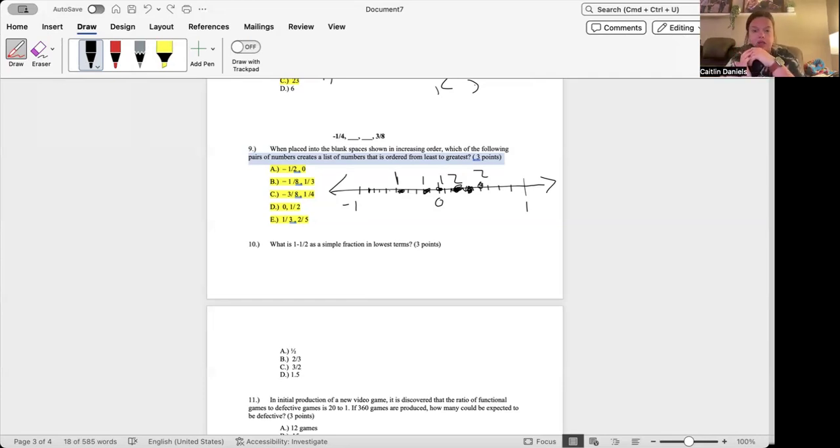Now, unless she's saying which one is the lowest to the highest, maybe that's what she means. If that's the case, then it would definitely be... I'm too tired for this. I think that's right. Increasing order, which of the following pairs of numbers creates a list of numbers that is ordered from least to greatest? I think that's right.